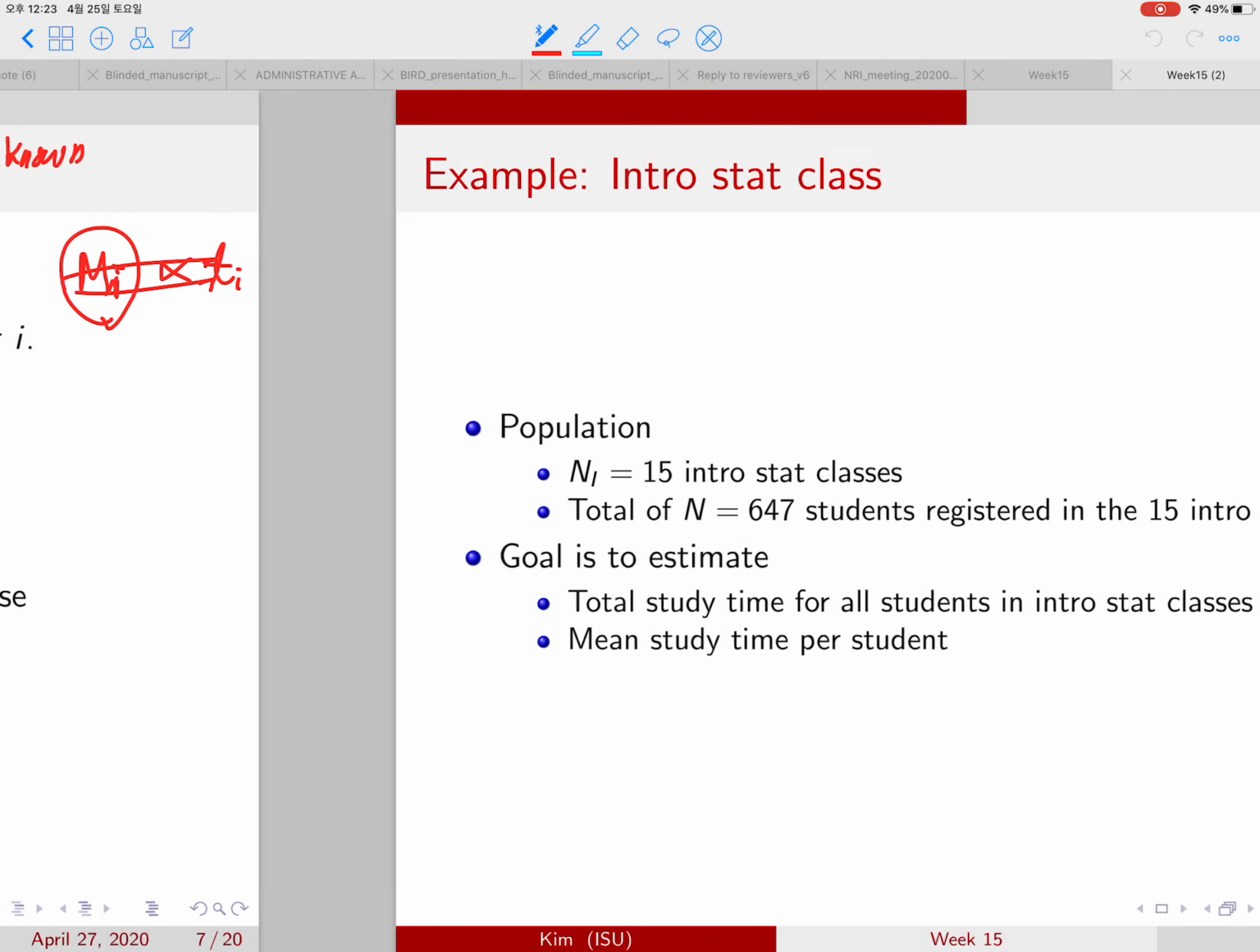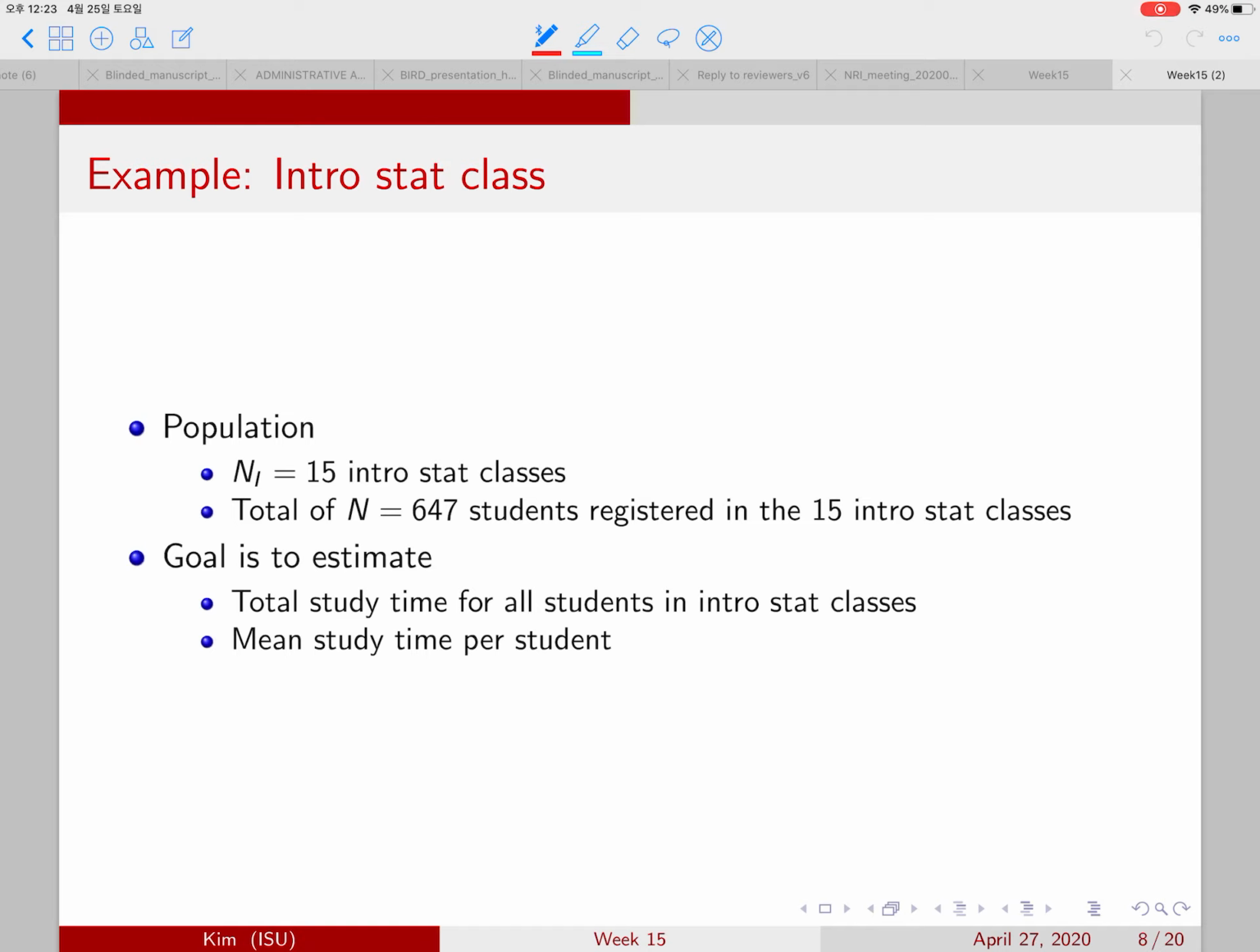So we'll now use a toy example to illustrate PPS sampling for the design that we introduced. The finite population is the students registered in the introductory Stat 101 course. The course has 15 classes, so this is the number of clusters. So this is a cluster, and a student is an element, right? And the goal is to estimate the mean study time per student on the stat course.